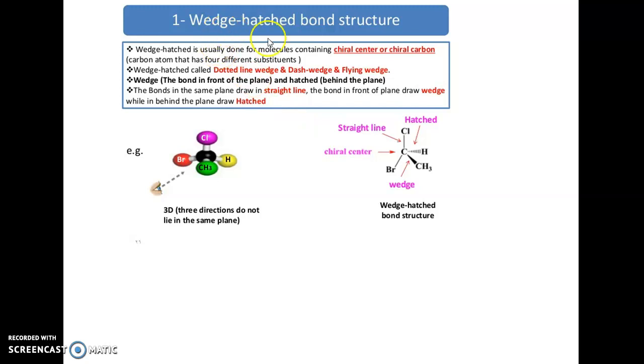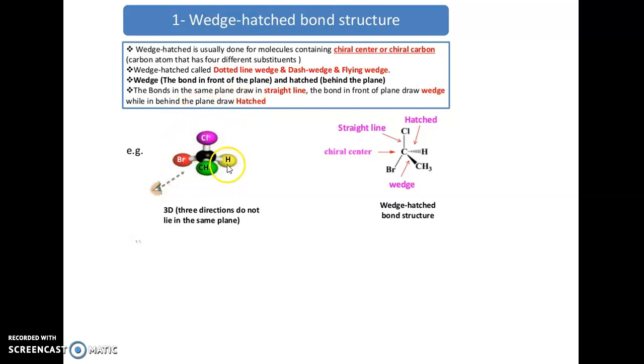The wedge-hatched bond structure is done only for molecules which contain a chiral center or chiral carbon atom, that is, a carbon having 4 different substituents. The wedge-hatched is also called dotted line wedge, dash wedge, and flying wedge. A wedge is the bond in front of the plane. A hatch is the bond which is behind the plane. The bonds present in the same plane are drawn as straight lines. The bonds in front of the plane are drawn by wedge, while those behind the plane are drawn by the hatched line.